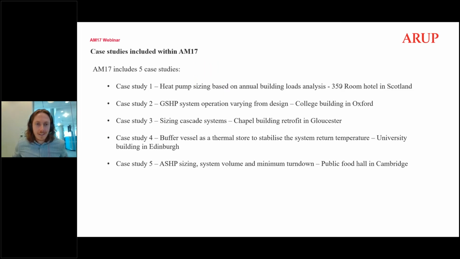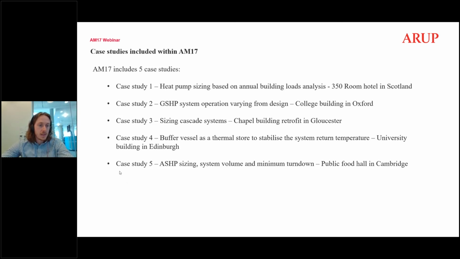Hello, I'm Alec Tyson. I'm a mechanical engineer at Arup, and I was also a co-author on AM17. Within AM17, there are 5 case studies littered throughout, and they're meant as real world examples to help designers consider what system or configuration may work best for their project. The typical format is they outline the initial design and then the benefits of the optimized design. The case studies within AM17 have been chosen specifically to highlight different aspects of the design process, and they're all from projects that are either well on the way to being complete or complete installations.